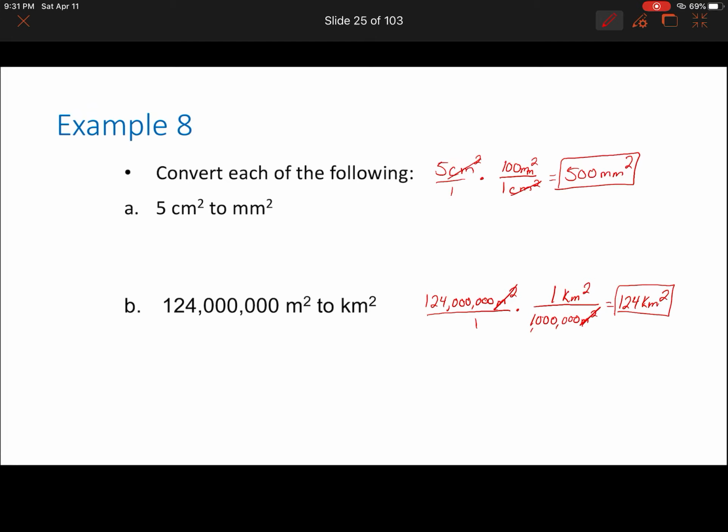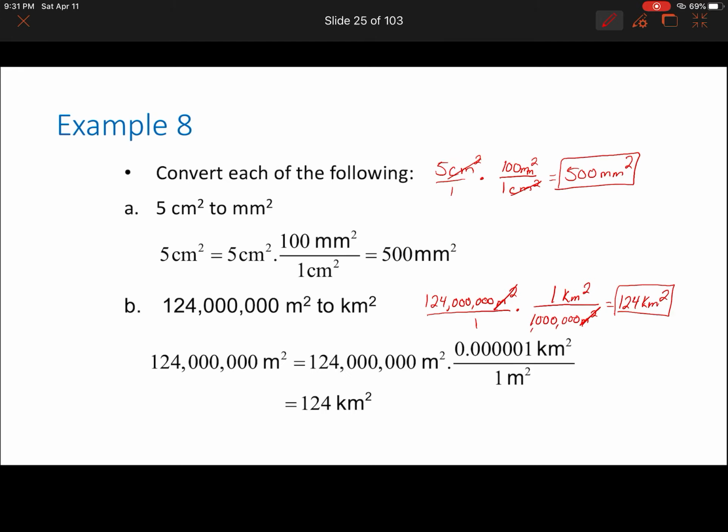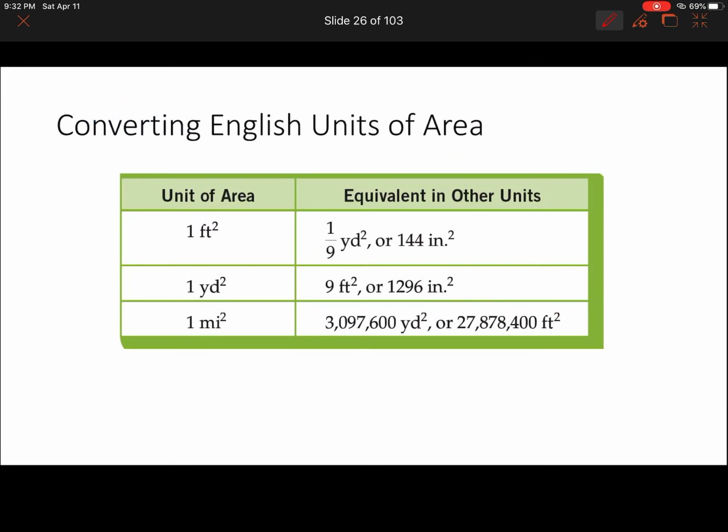Now, as we talk about area, we're going to get into land measure, because usually when we're talking about large area, a lot of times it has to do with land. You talk about somebody owning a lot of land. Well, how do we talk about that? How do we describe the area of that land?